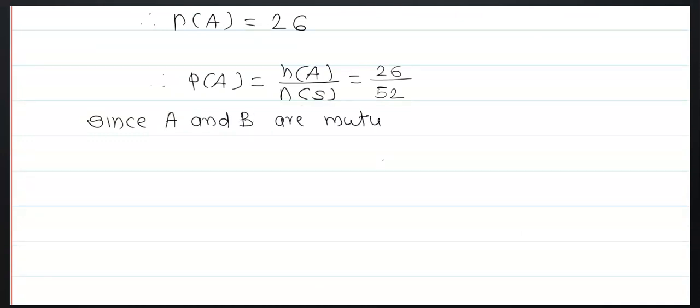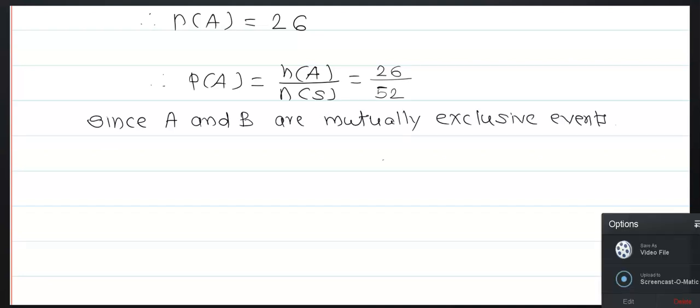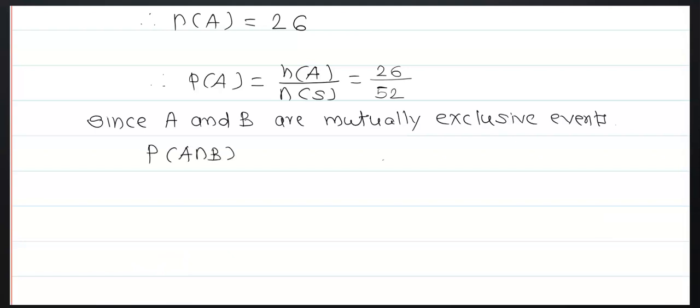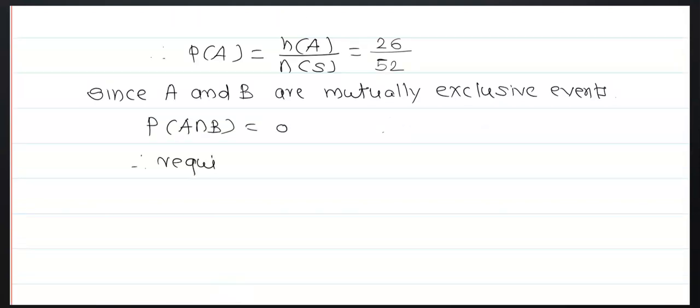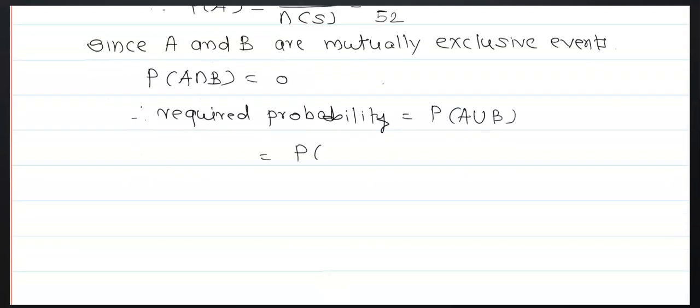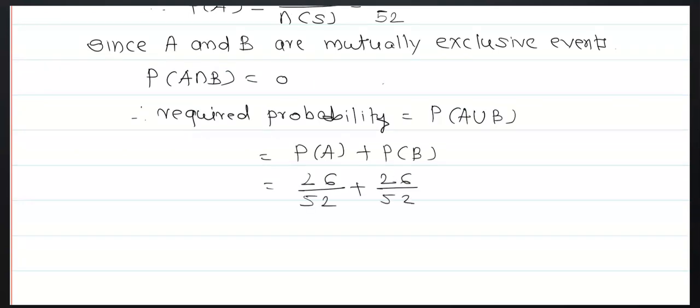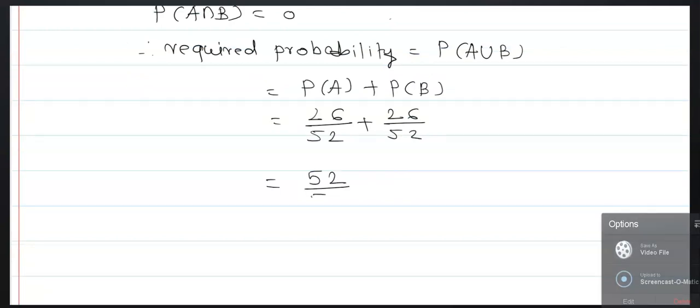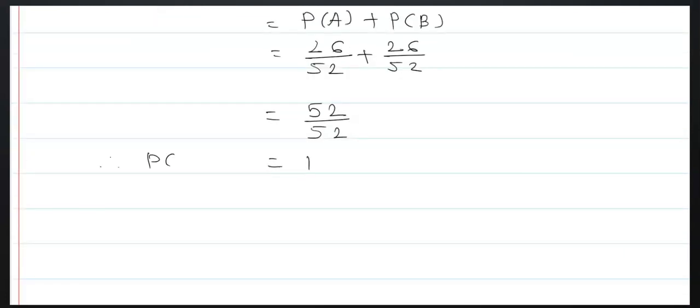Since A and B are mutually exclusive events, meaning they are disjoint and do not have a common element, therefore P of A intersection B is equal to 0. Therefore the required probability P of A union B is equal to P of A plus P of B, which is 26 upon 52 plus 26 upon 52, and that is nothing but 1. Therefore P of A union B is equal to 1.